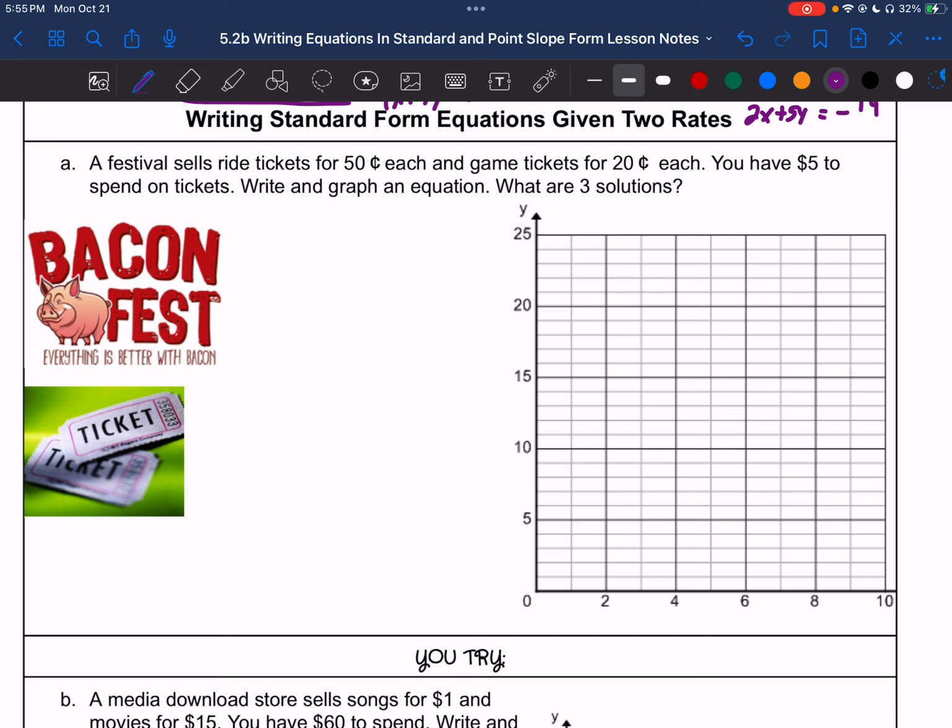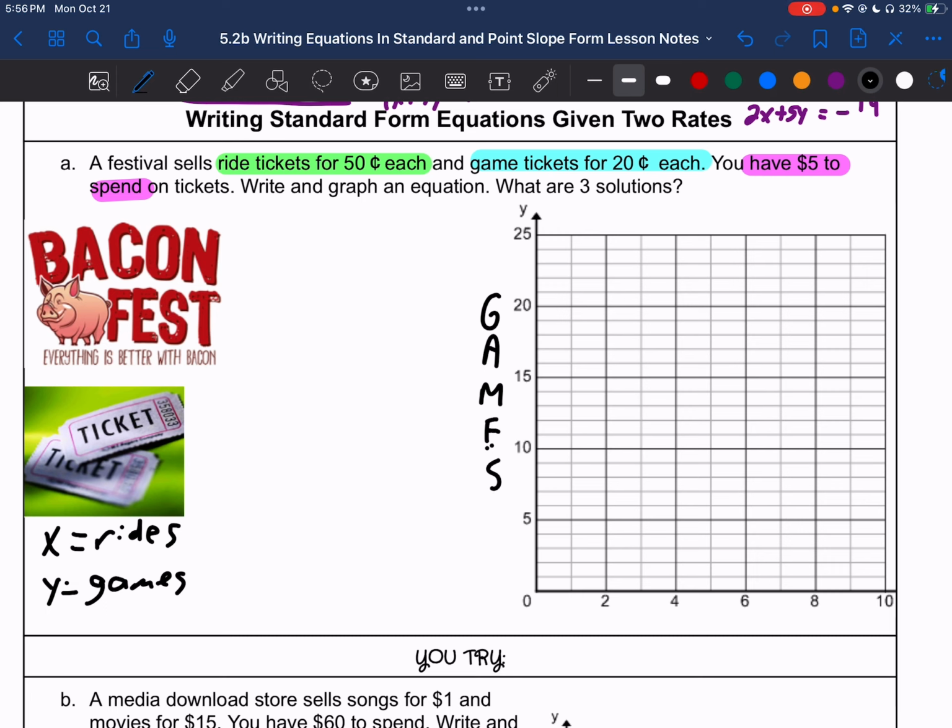So, the first thing I have to do is just look at what information I am being presented with. So I'm told ride tickets are 50 cents each, game tickets are 20 cents each, and I have $5 to spend. So let's start. First thing, I need to define variables. X equals rides. Y equals games. And let's label our axes right away too. Games and rides.